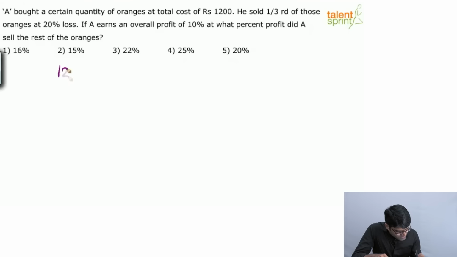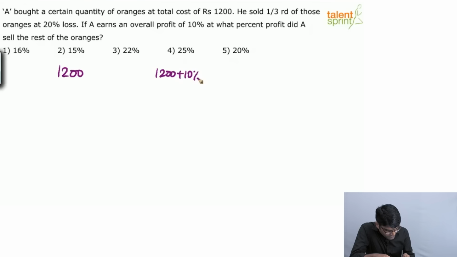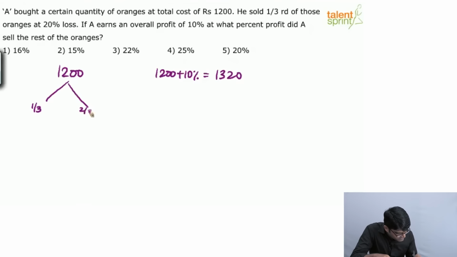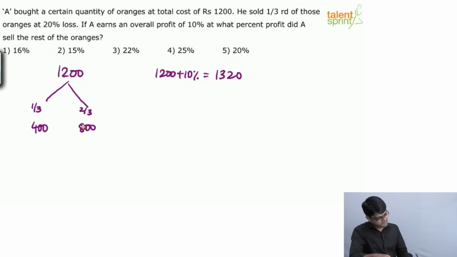See, total cost price is 1200. Total selling price will be how much? 1200 plus 10%, which is equal to 1320. This 1200 let us split into two parts. One part is 1/3, the other part is 2/3, because it says 1/3 of the quantity was sold at 20% loss. So 1/3 of 1200 is 400 rupees. Yes or no? 2/3 will be 800 rupees. I mean the remaining part. Somebody is asking me how you got 800. This is the remaining part. 400 rupees the cost price of the first part, 800 rupees the cost price of the second part.